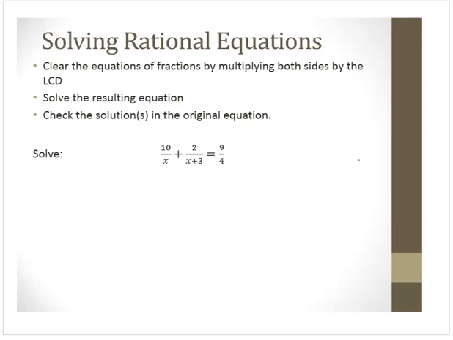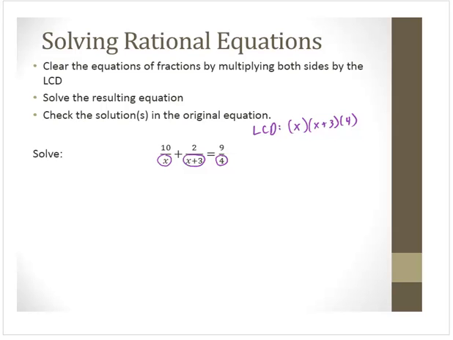Alright, so here I've got the equation 10 over x plus 2 over x plus 3 is equal to 9 over 4. So I notice that I've got three factors in the denominator. I have a factor of x, I have a factor of x plus 3, and I have a factor of 4. And none of them have any common factors. So then my LCD for this equation is x times x plus 3 times 4.